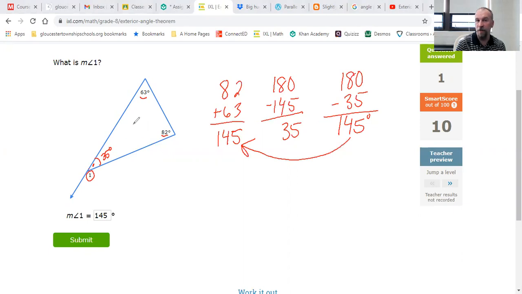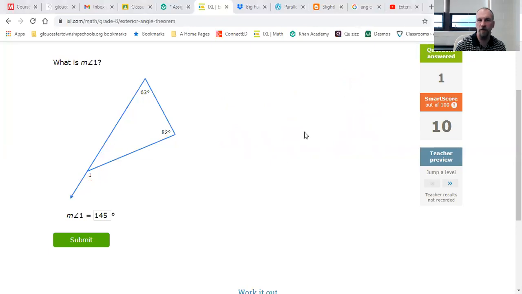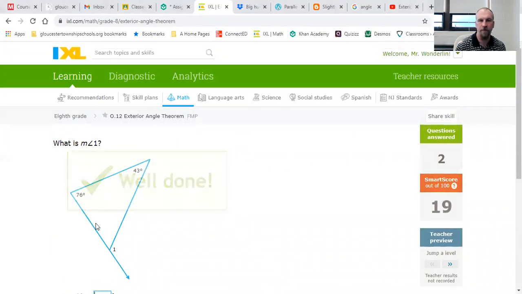And the rule says, the theorem says that these two remote interior angles add up, have a sum to equal the exterior angle across from them. Let's try that next time without doing all that hard work, using just that theorem.